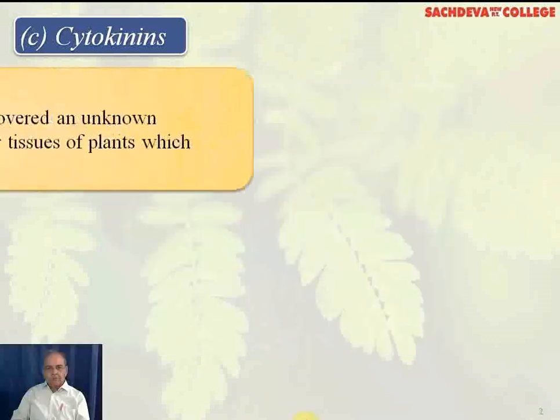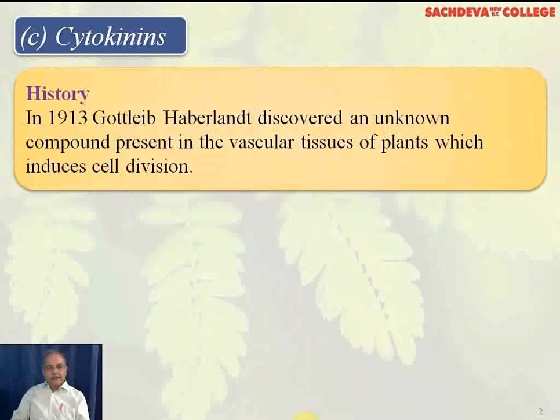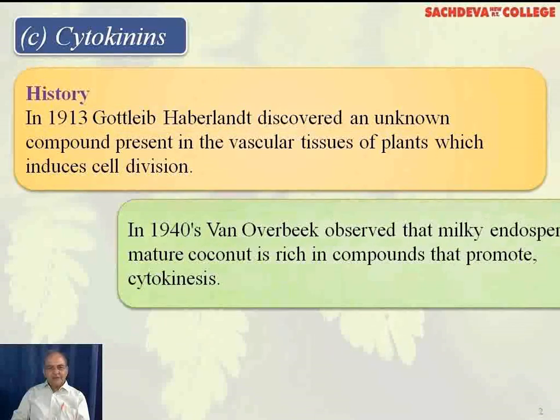Cytokinins. History. In 1930, Gottlieb Haberlandt discovered an unknown compound present in the vascular tissues of plants which induces cell division.